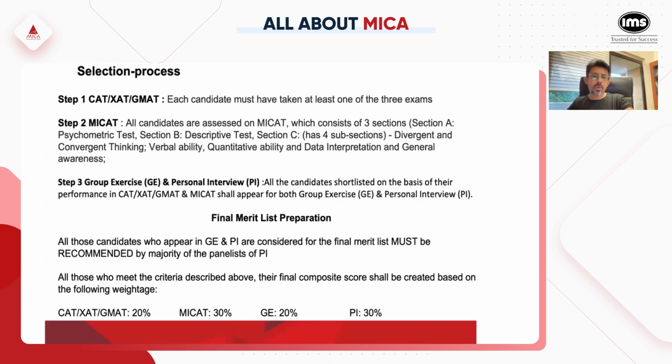The GPI score consists of a weighted average of what you scored in CAT, XAT or GMAT: 20% weightage is given to that. 30% weightage is given to your MICAT score. 20% weightage is given to your score in the group exercise. And 30% weightage is given to the score in the personal interview. So all of this taken together makes a composite score, and based on this composite score, the GPI merit list is prepared. Let me move on to the flow chart, and we are good to take your questions after that.